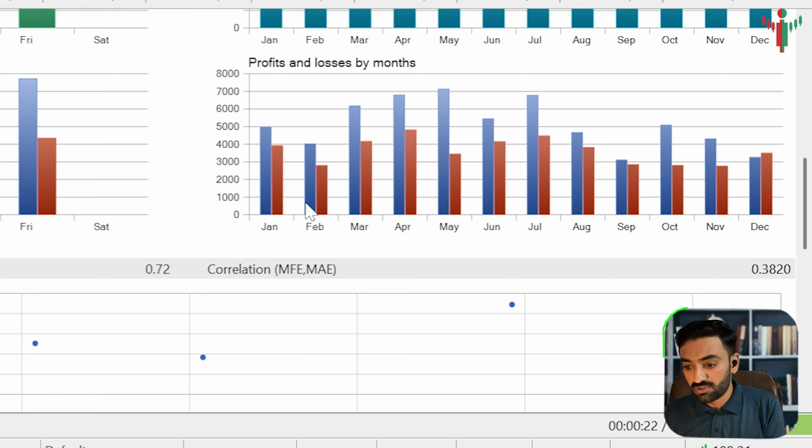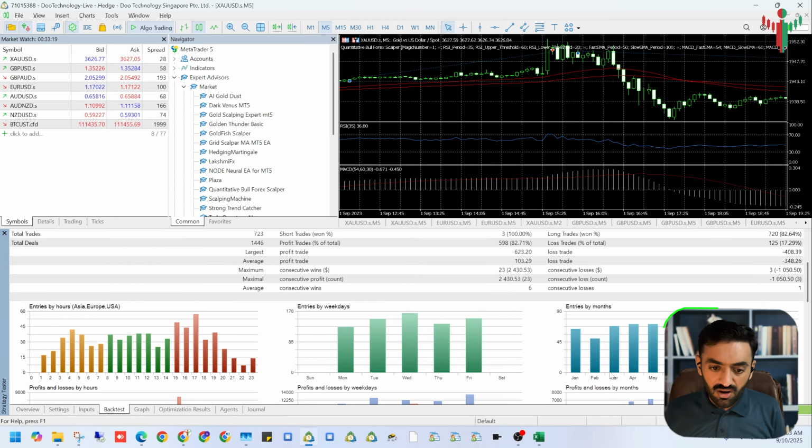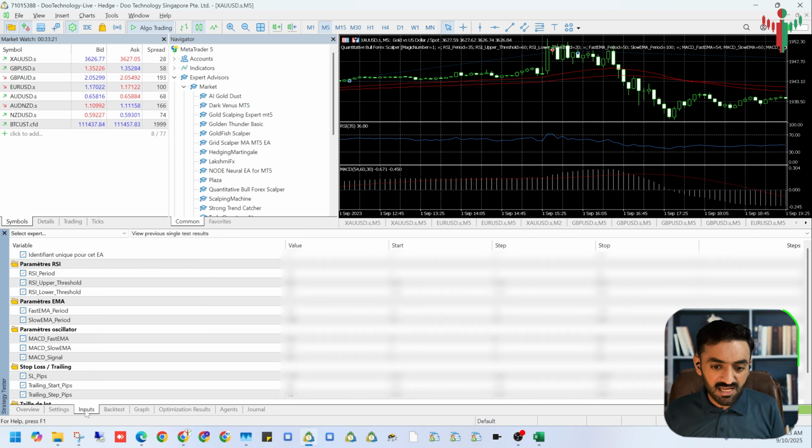Below here you can see the profit and losses by month. And you see here all these months are closed in the profit, while the December closed with a little loss, but all other months are with good profit. Below here are some other graphs, and here is the set file.